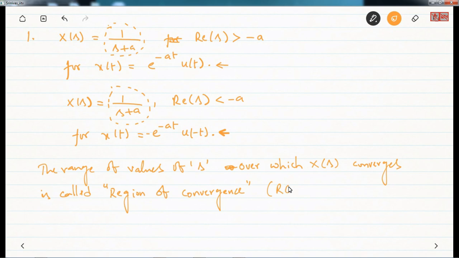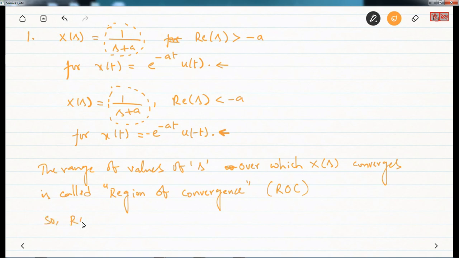And it is simply abbreviated as ROC. So that means in this region where real part of s is greater than minus a, the Laplace transform of this signal converges. And for the signal x of t equal to minus e power minus a t into u of minus t, the Laplace transform converges in the region where real part of s is less than minus a.